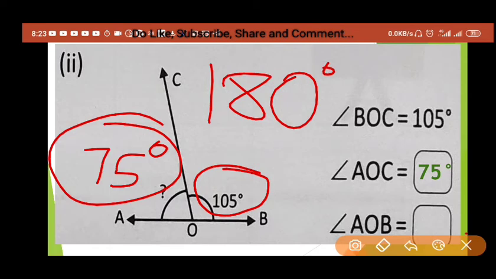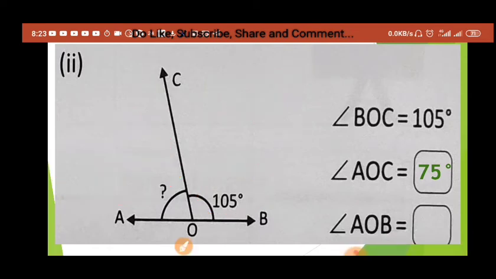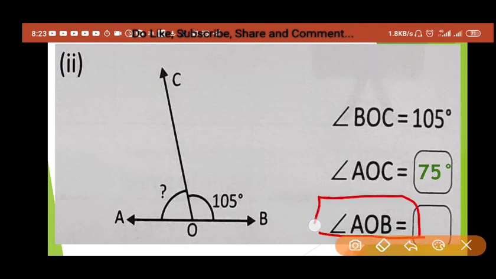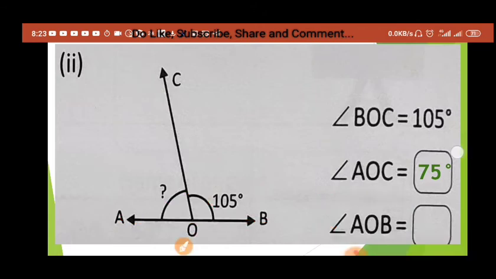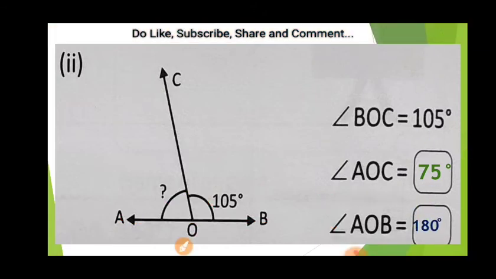Okay, now third part क्या है? Angle AOB. What is angle AOB? AOB means A and O and B. It means we are talking about a straight angle. It's obviously 180 degree. Okay, this is called angle AOB. So what will be the answer here? It will be 180 degree.